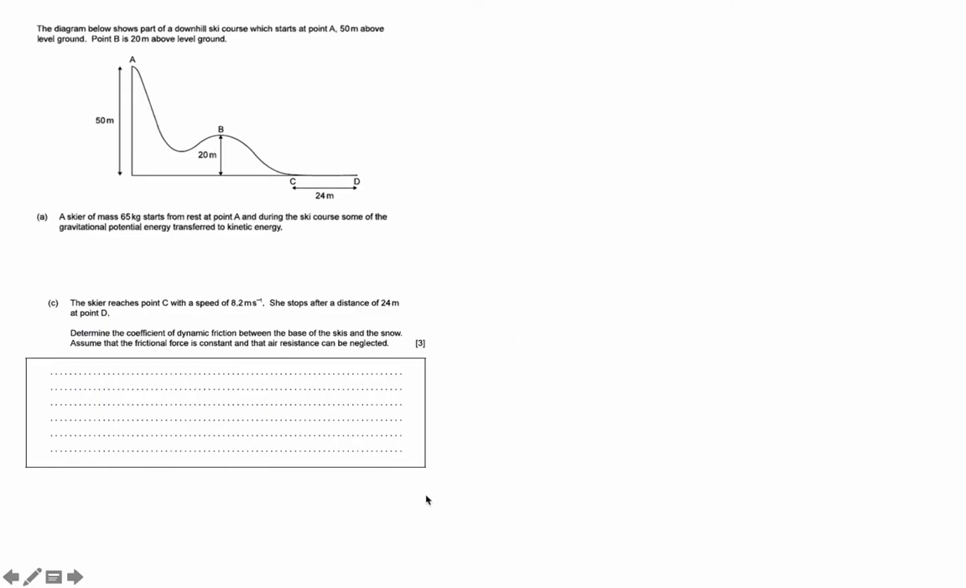And then finally, on the last one, it says that they reach that point C with a speed of 8.2 meters per second, and they stop over a distance of 24 meters. Determine the coefficient of dynamic friction between the base of the skis and the snow. So what we're going to say is, first use SUVAT on this and find the rate of deceleration. You've got the initial velocity. You've got the final velocity because they stop. You've got the displacement.